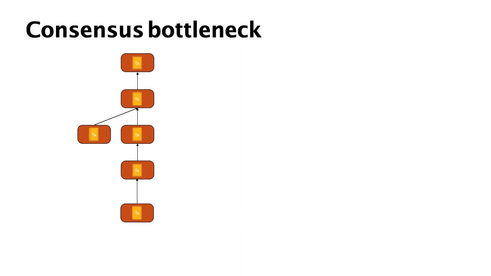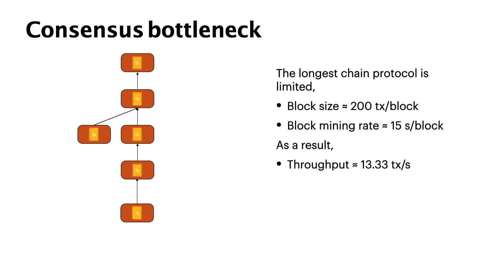However, the longest chain protocol is limited. The block size, that is, how many transactions a block can carry, is limited to around 200 transactions per block. The block mining rate, that is, the time it takes to generate a block, is limited to about 15 seconds per block. As a result, the throughput can only achieve around 13 transactions per second.